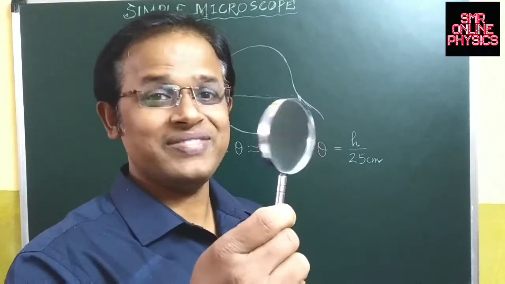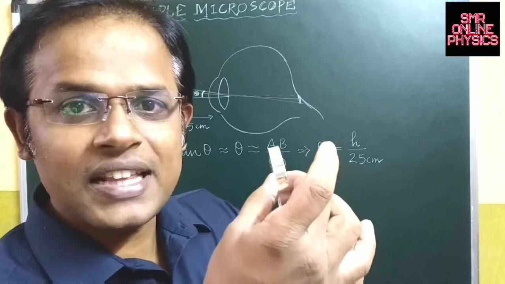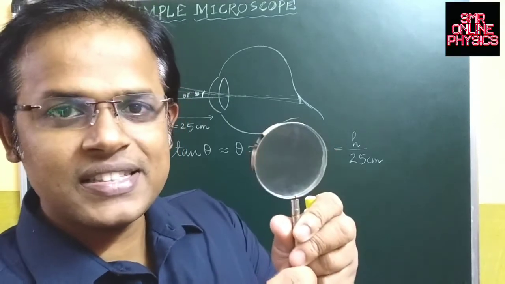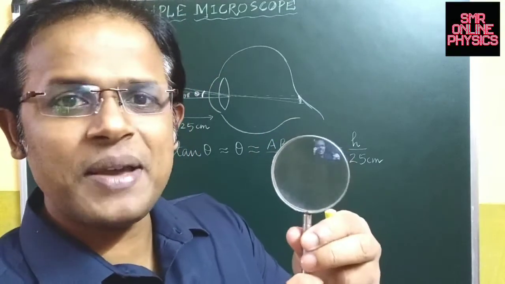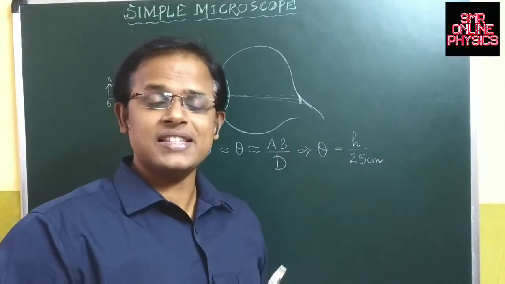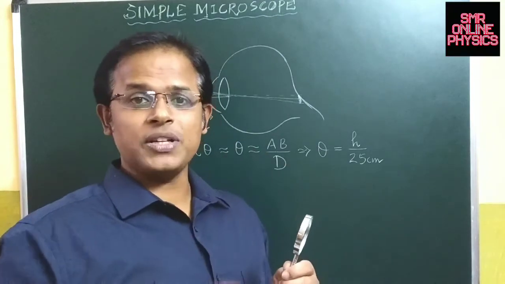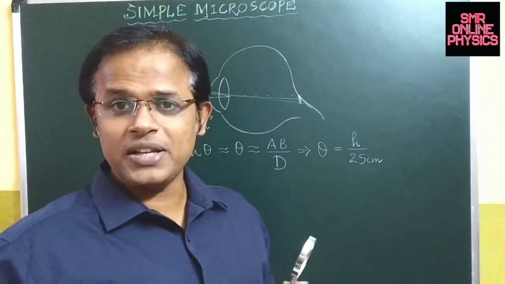There you go. This is a simple converging lens, a convex lens, also very commonly called a magnifying glass. We have discussed convex lenses in our previous classes. What kind of images can it form? It can form real as well as virtual images.